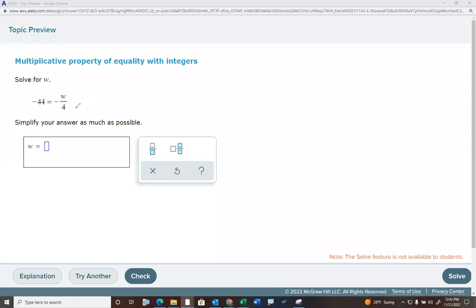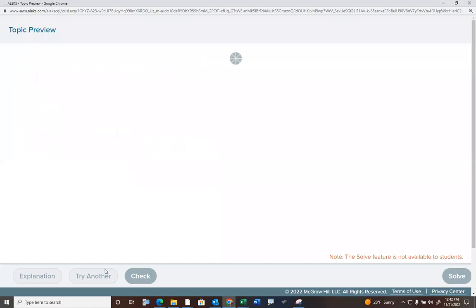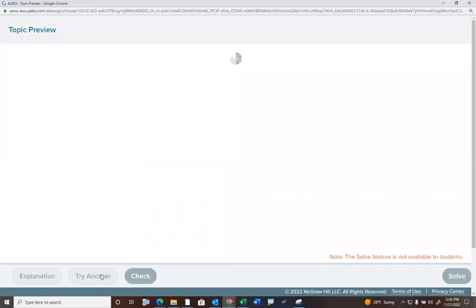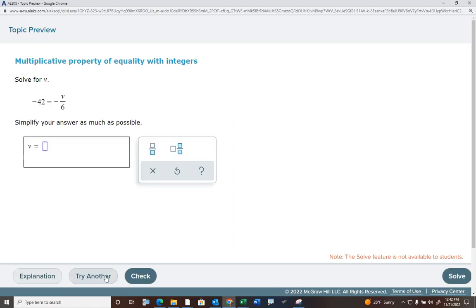Okay, on this one, we're going to multiply both sides by negative 4 to get the w by itself, to get the variable by itself. We would multiply both sides by negative 4. On this one, we would divide by negative 5. On this one, we would multiply by negative 6, and so on.